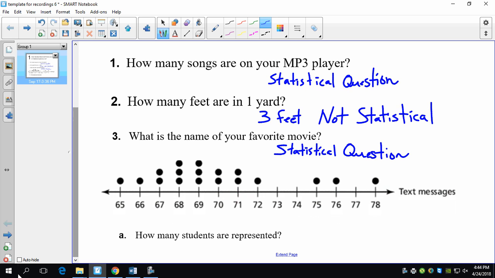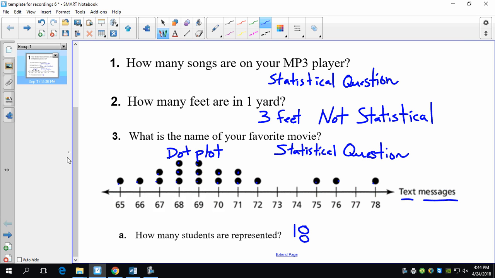The other question we have is they have a dot plot, and right here where you have 65 through 78, this is called a dot plot, and basically where it has dots, that just signifies a response. So how many students are represented? The only thing you have to do is just count the dots. And it looks like there are 18 students that would be represented, and it has something to do with the text messages. So I'm sure they're all Snapchatting these days anyway.